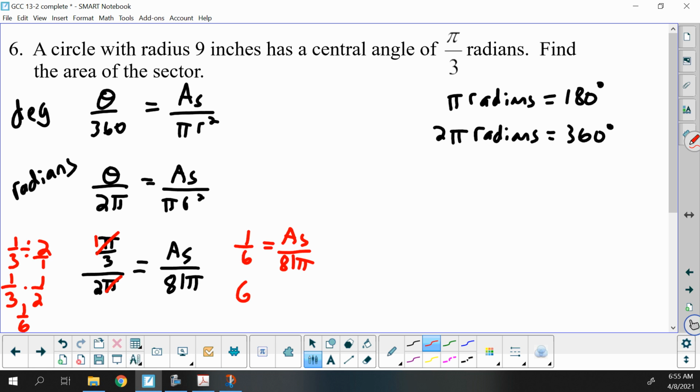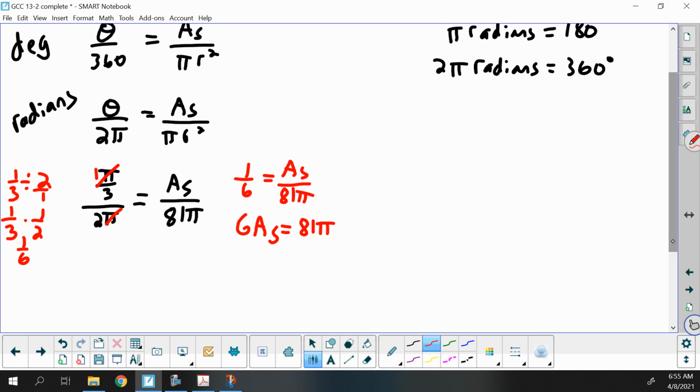Cross multiply, we get 6 times the area of the sector equals 81 pi. And if we divide by 6, 81 divided by 6 doesn't come out as an integer, so two ways you can represent it. You could say 27 over 2 pi, or that's the same as 13.5 pi. And we had inches as our unit, so the area of the sector would have to be inches squared.